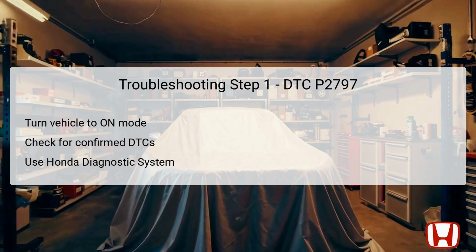The first step in troubleshooting DTC P2797 is to turn the vehicle to the on mode, which powers up the vehicle's electronic systems without starting the engine. This step is critical as it allows access to the PGM-FI, Programmed Fuel Injection System, where diagnostic trouble codes can be retrieved. Once in on mode, the technician should use the Honda Diagnostic System, HDS, to scan for any confirmed or pending DTCs related to the PGM-FI system.